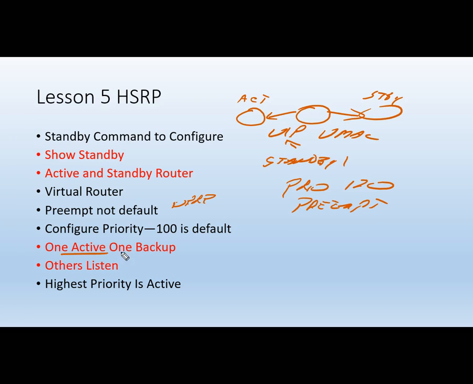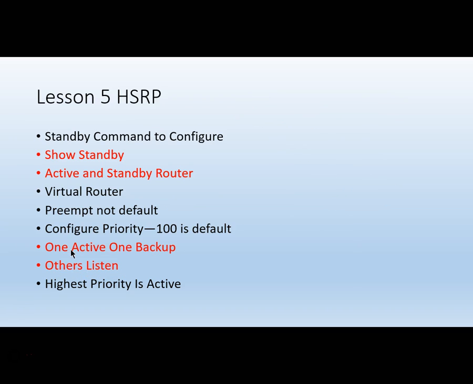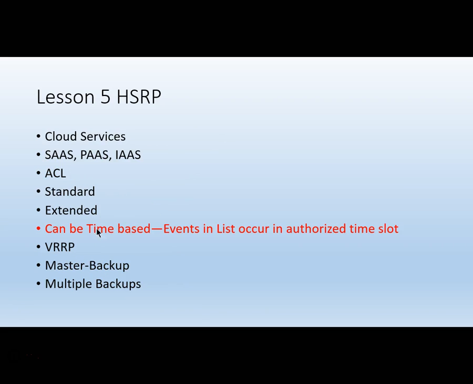We can have one active, one backup, and any others that are configured in the HSRP group are going to be in listen mode. The highest priority is going to be the active router, and this is another one we can configure. If we don't make any changes to it, it's going to go back to the highest IP address for the election. For more of HSRP, see Lesson 5.